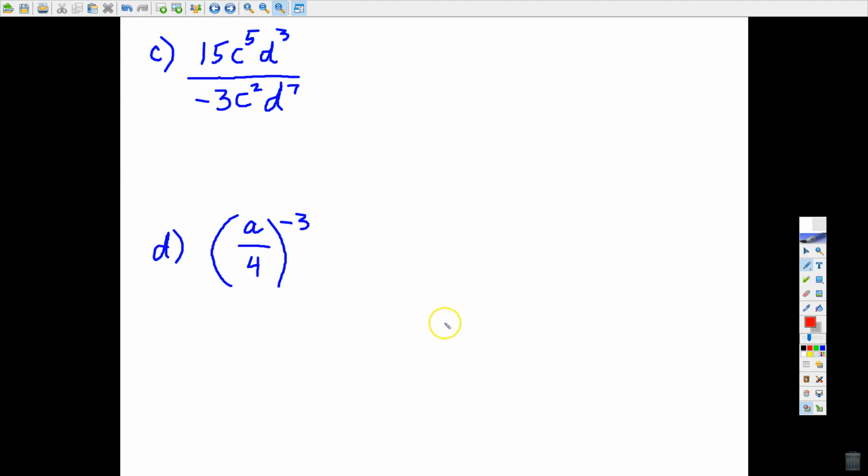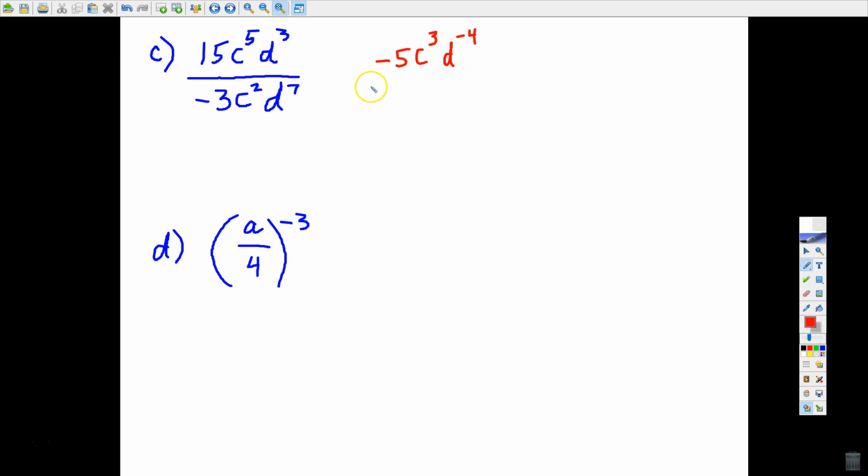B. Alright, now letter C involves division. So I'm going to begin by dividing the coefficients first. 15 divided by -3 is -5. Okay, my rule of division of like bases is that I write the base and I subtract the exponents. 5 minus 2 is 3. Okay, same thing here. I have like bases. I'm going to write the base. I'm going to subtract the exponents. 3 minus 7. It's the top minus the bottom, and that's -4.